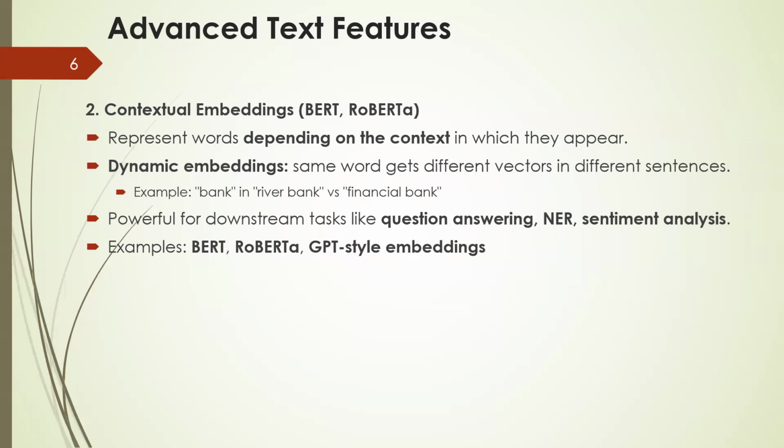It's a dynamic embedding. The same word gets different vectors in different sentences. Example: bank in river bank versus financial bank. In the previous case both would get the same similarity, but when you use the contextual embedding method, bank is the common word, yet river bank and financial bank are different. It's powerful for downstream tasks like question answering and sentiment analysis. Examples are BERT, RoBERTa and GPT style embeddings, which can be used as textual features.